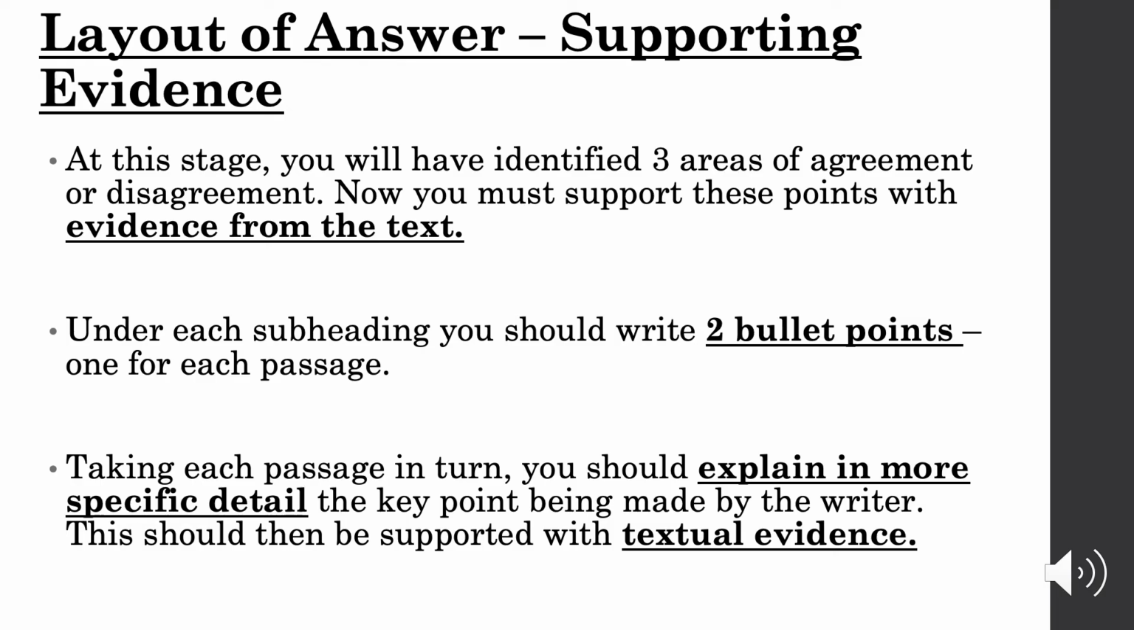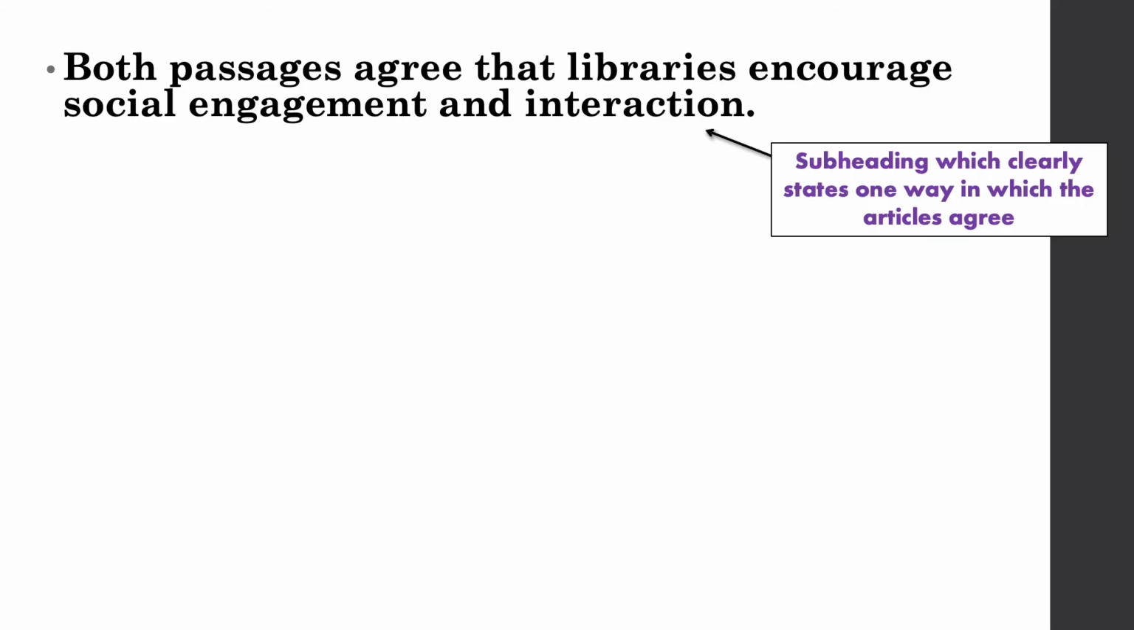To do this, there's a very specific way of laying out our answer, and it is that under each subheading you must write 2 bullet points, 1 for each passage. Each bullet point should take a passage in turn and explain in more specific detail the key point being made by the writer. This point should also be supported with textual evidence. Now we'll apply this to a worked example.